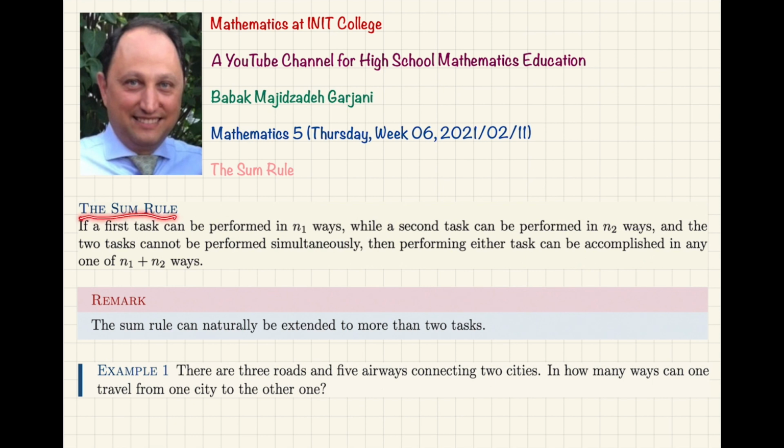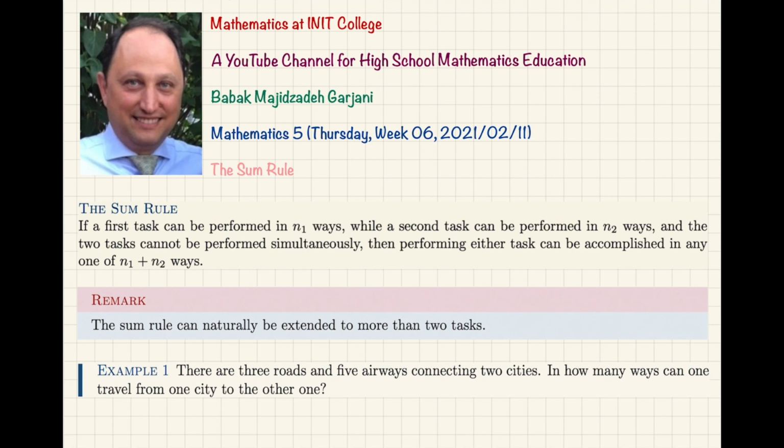So the sum rule. If a first task can be performed in n sub 1 ways, while a second task can be performed in n sub 2 ways, and the 2 tasks cannot be performed simultaneously, so this is the key to this sum rule, then performing either task can be accomplished in any one of n1 plus n2 ways.